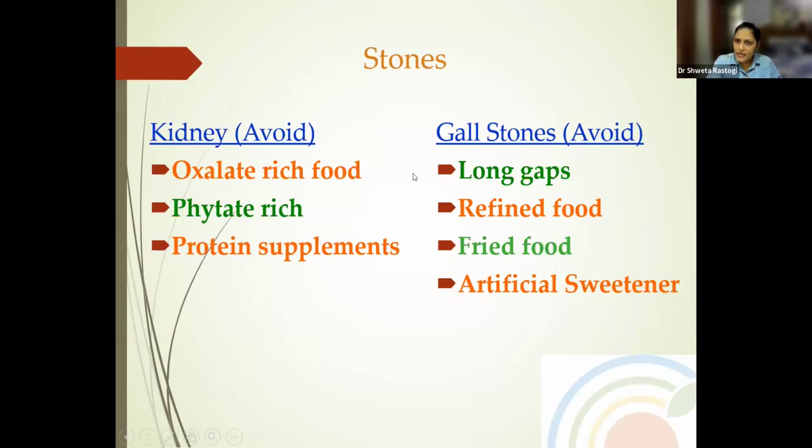But if the patient has been treated, say cholecystectomy is done or the gallstones have been removed, then we encourage them to have simple food, non-fried foods or roasted foods with lots of fruits and vegetables, which will help them to have a better life.